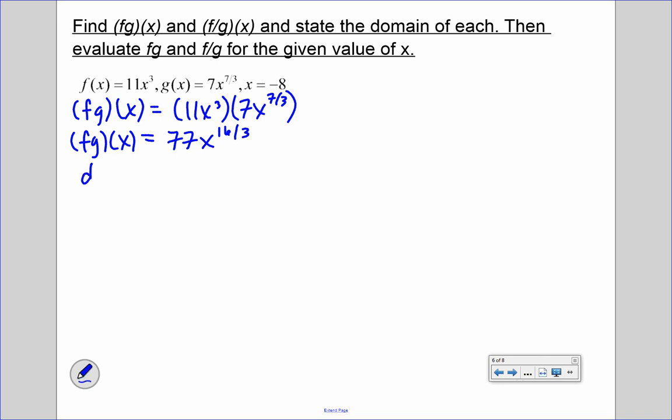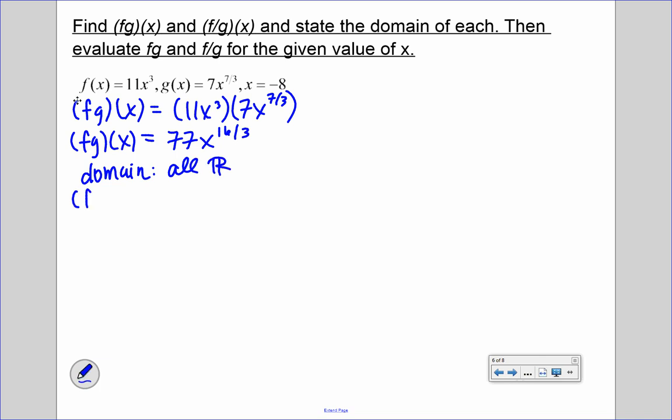Our domain for this one, now we have to be really careful because if there's a 3 on the bottom, on the denominator, that means it's a cube root. And for cube roots, it doesn't matter if there's a positive or a negative, since it's an odd root. If it was an even root, we would have to have only positive numbers. So for this one, we can have all real numbers.